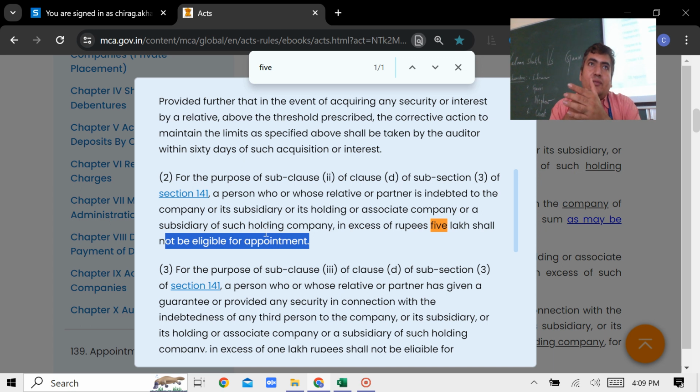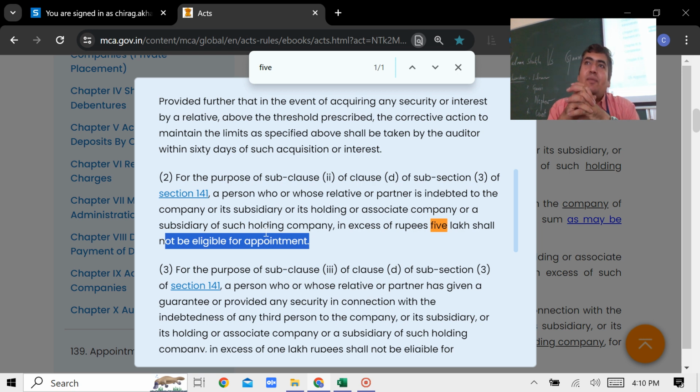Subrule 1 is talking about the security. So for the auditor and his partner, rules are different. But for the relative, rules are different. For the relatives, they have given the exemption limit of 1 lakh. But no such limits are provided for the person or the partner. So if partner is holding only 1 rupee debenture or even 1 rupee security, then disqualified. Immediately disqualified. But over here, this 5 lakhs, no such discrimination. So it applies to everyone, including auditor.